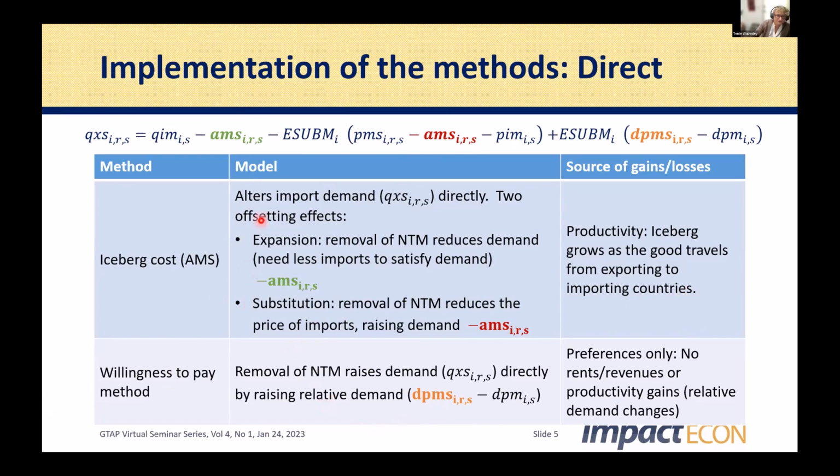The second method that's direct is the willingness to pay method. We've added here what may be less familiar to you, a preferences effect. That preferences effect basically says the removal of NTMs would raise demand because there's a preference for goods. The preferences increase for those goods in the case of a negative NTM. In this case, there are no productivity gains, no rent gains, no taxes, just relative preference changes. But it does directly impact imports.